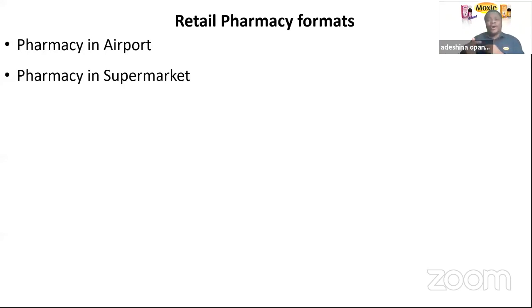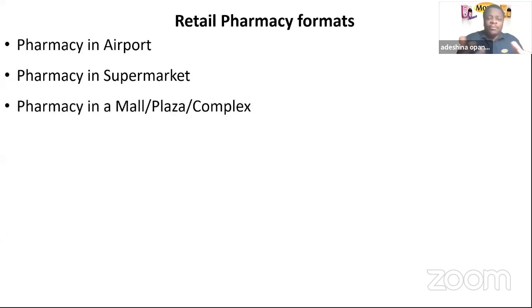Conversely, you are also leveraging the footfall of the supermarket. So I tell people that the success of a pharmacy in a supermarket is closely tied to the success of the supermarket itself. So if you're working with a supermarket chain that is popular, like Spar, like Ebano and the rest of them, just because they open in an area, they have a recognizable brand. And once people come into the supermarket, they will find you there. So that is the explanation of that format.